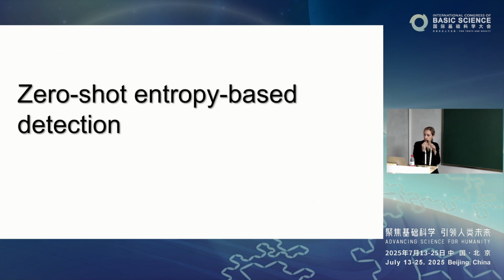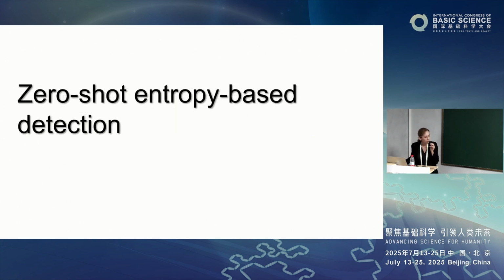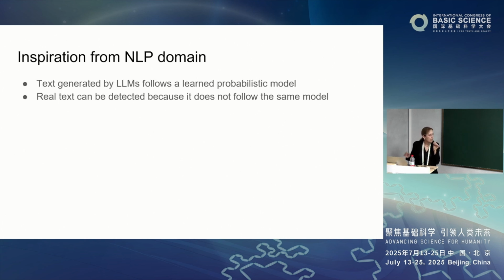The last contribution is, okay, if we can use only a few, let's go to zero-shot. So let's not consider fine-tuning at all, and consider a zero-shot solution. The inspiration for this last contribution comes from natural language processing, and in particular from text generated by large language models. Text generated by large language models follows a learned probabilistic model, and real text can be detected because it does not follow such a model.